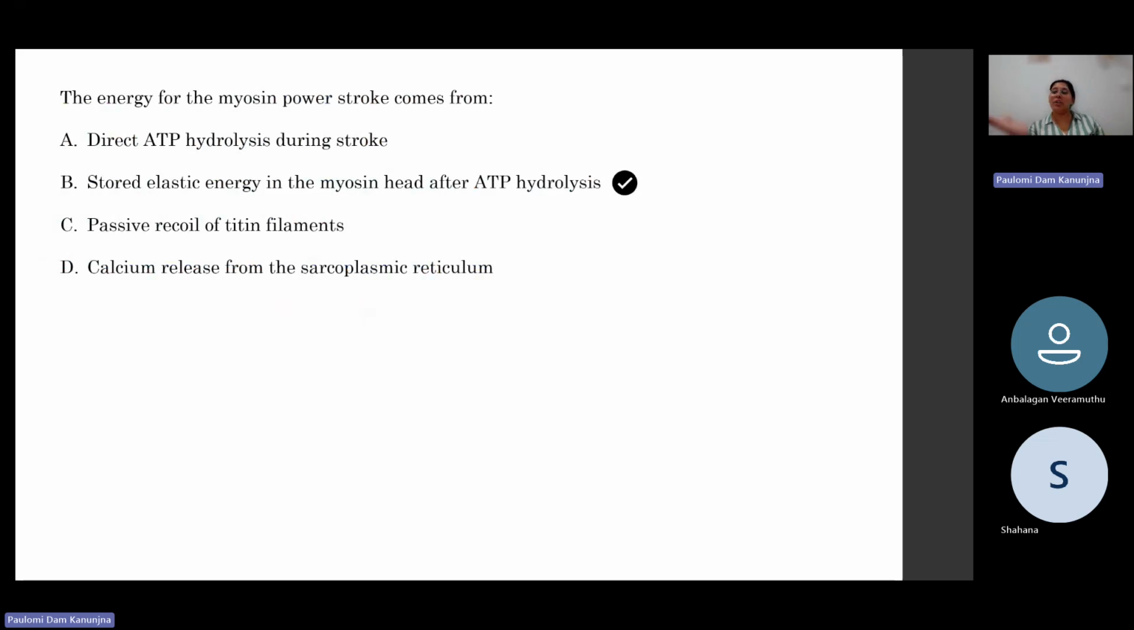We remember the myosin head pivots. So that pivoting is because of the ATP hydrolysis. And that ATP hydrolysis then drives the pulling of the actin and myosin, right?